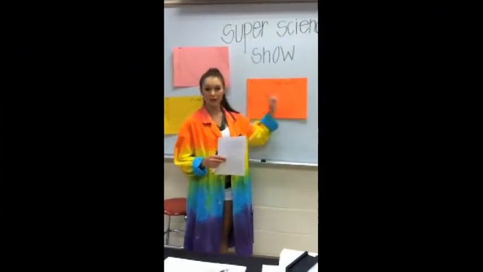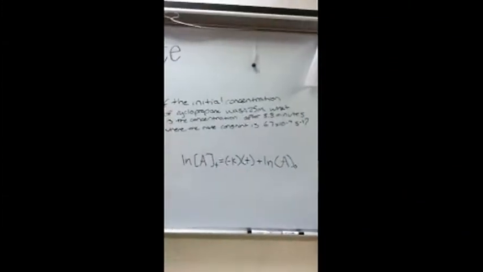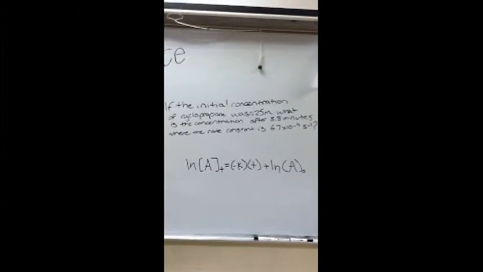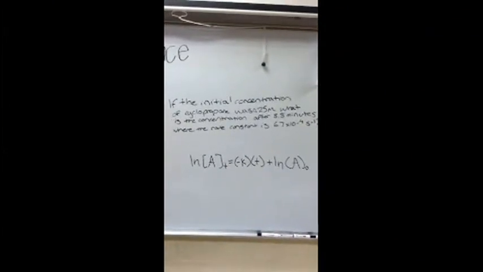Okay, now I'm going to demonstrate to you how you do a first-order reaction problem. The problem is, if the initial concentration of cyclopropane was 0.25 molar, what is the concentration after 8.8 minutes where the rate constant is 6.7 times 10 to the negative 4 per second?